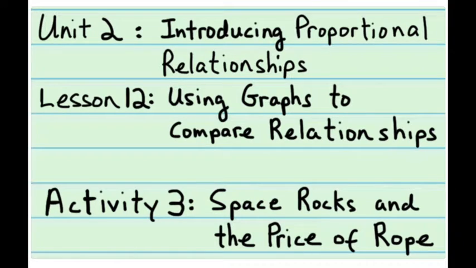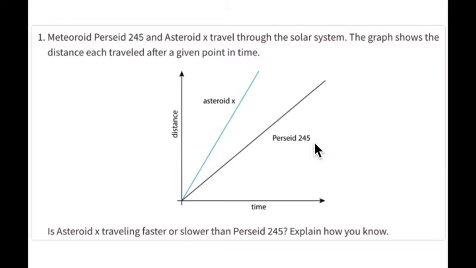This is Activity 3, Space Rocks and the Price of Rope, from Lesson 12, Using Graphs to Compare Relationships. And the first part of this activity is looking at space rocks, a meteoroid, Perseid 245, and asteroid X, and how fast they are traveling through the solar system. So the graph shows the distance each traveled after a given point in time.